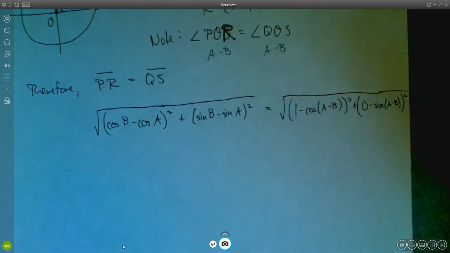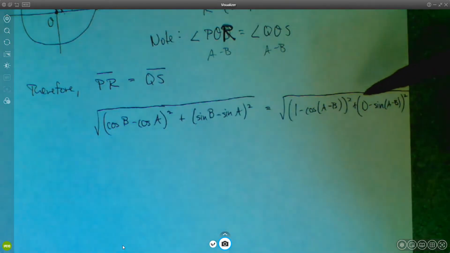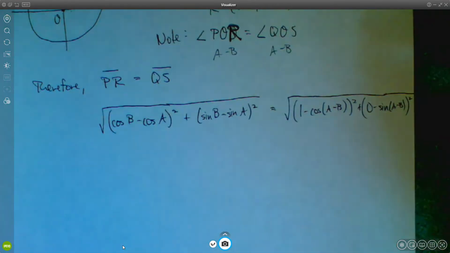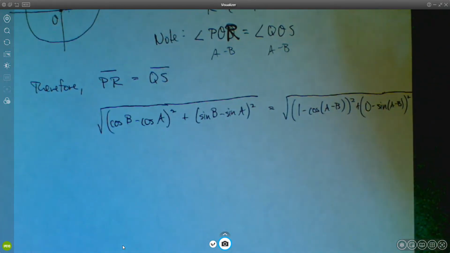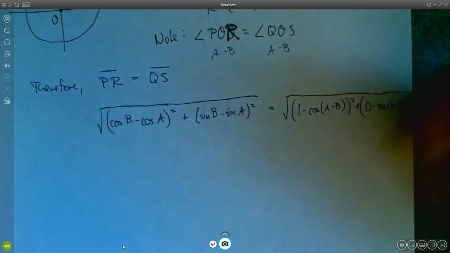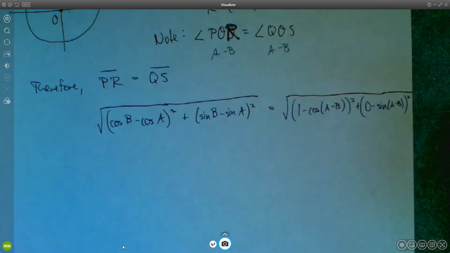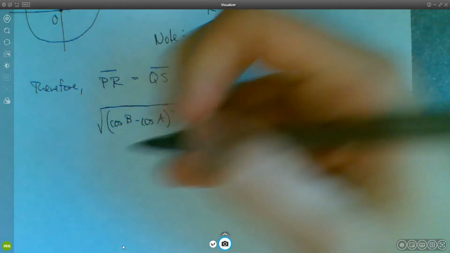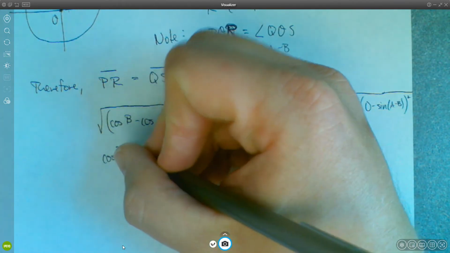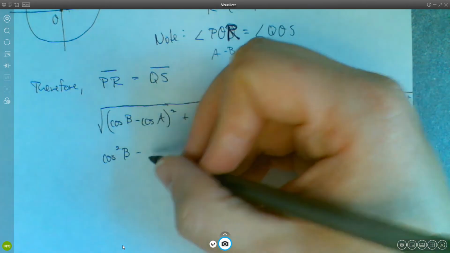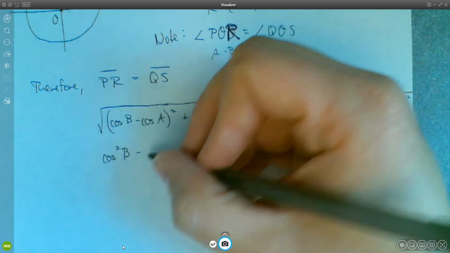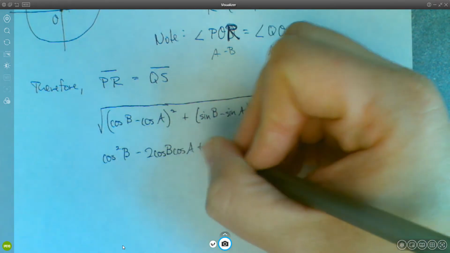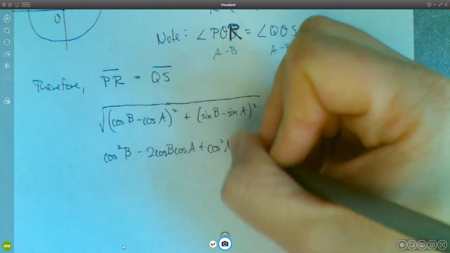That's the relationship. So if we solve this thing now for cosine (A minus B), we're going to get the desired relationship. Let me just take it a couple steps so that you can maybe see it. But first of all, if we square both sides, that'll get rid of the square roots. So I'm not going to write the square roots anymore. And then in the second place, I'm going to go ahead and FOIL these out. So I'm going to have cosine squared B minus 2 cosine B cosine A plus cosine squared A.